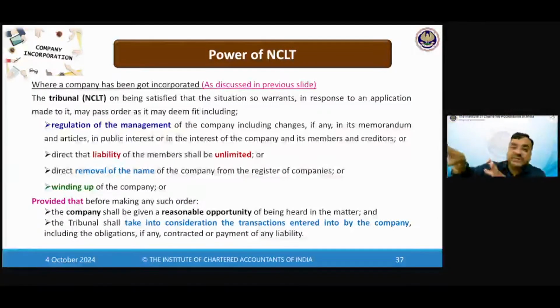If the company has contracted with some other persons, then the NCLT should also consider the benefit or loss of that other person. Please read it once again. The power of NCLT: a question may be asked in your exam about the power of NCLT in case the company has been incorporated by false information. So please read it once again.